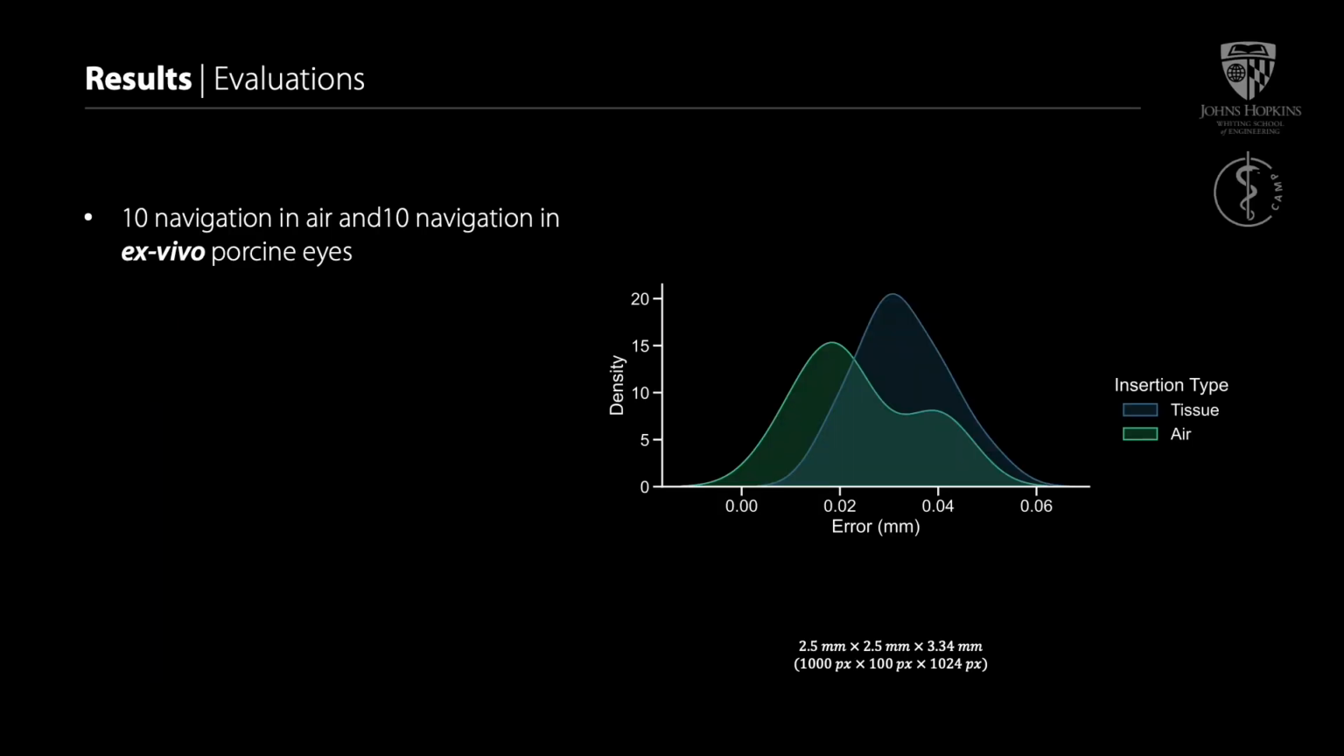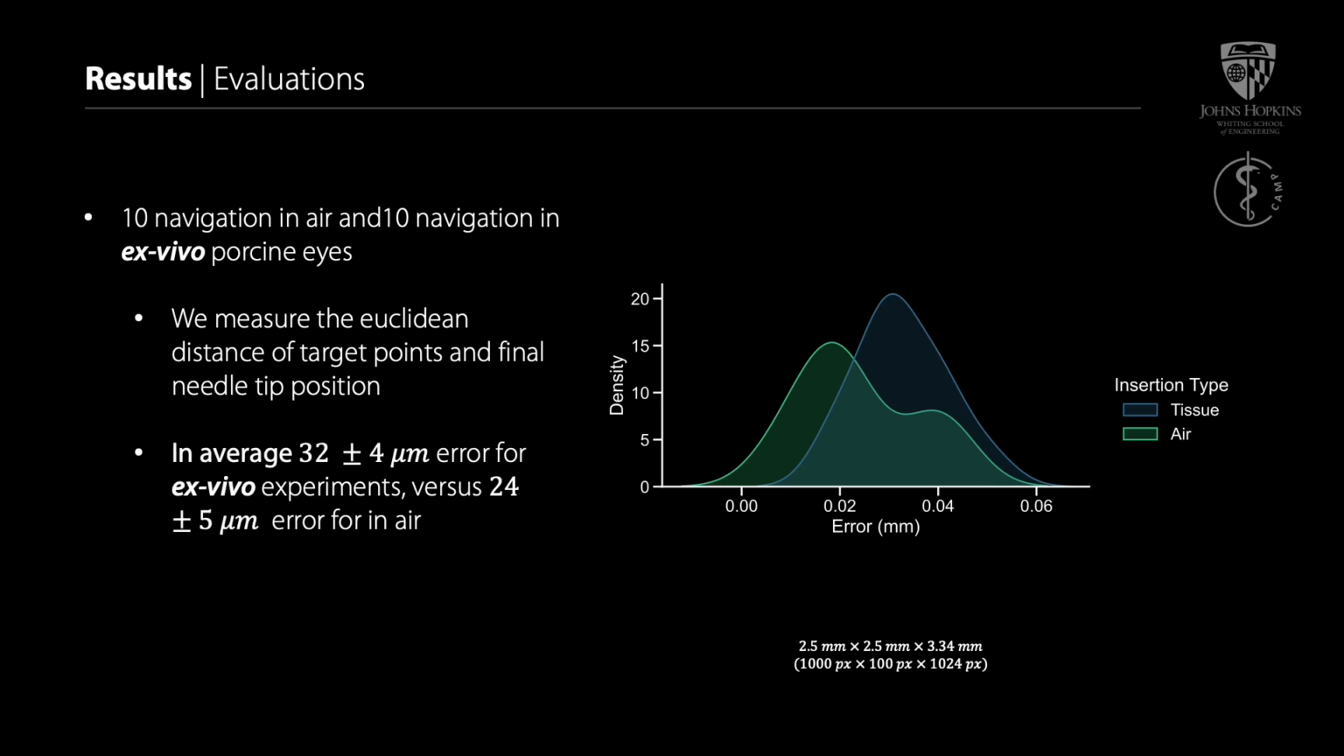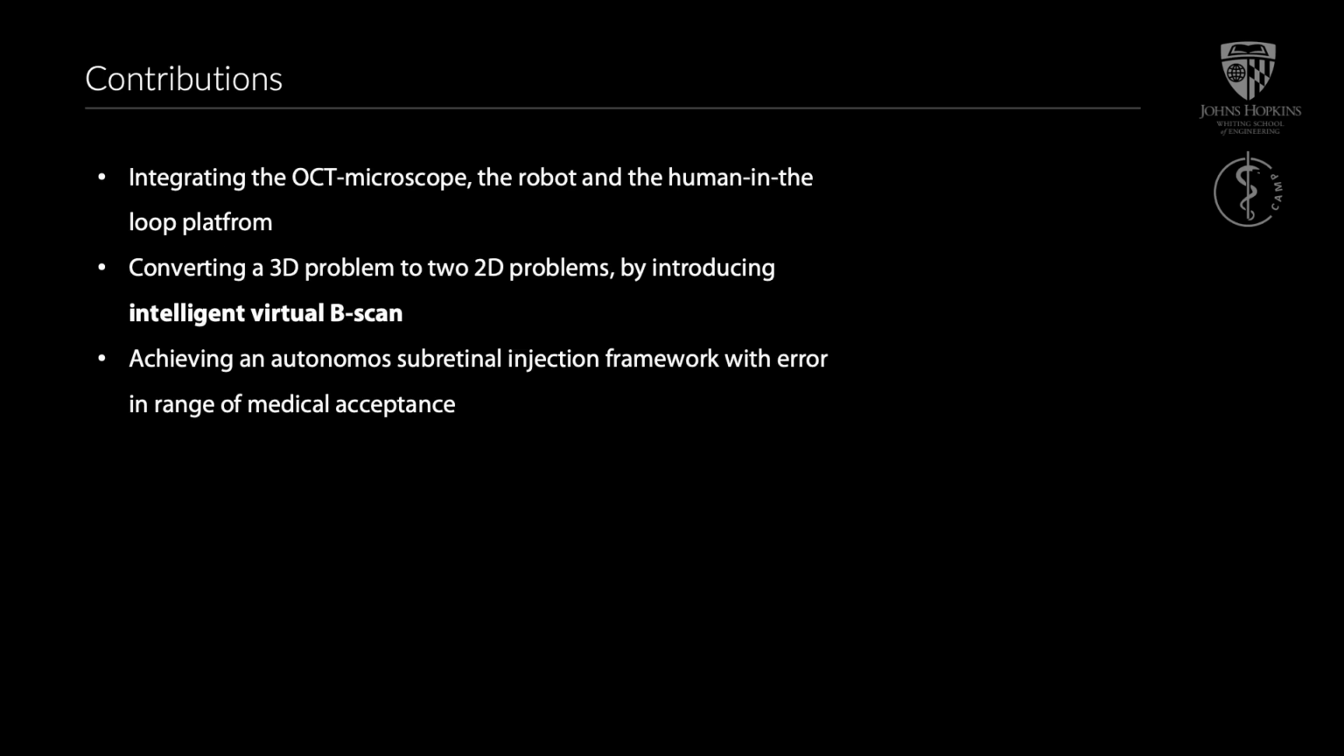To evaluate our system, we conducted 10 experiments on ex vivo porcine eyes in open sky conditions and 10 experiments without any medium. In both cases, our system achieved acceptable performance, although we did observe higher errors in the animal experiments, as expected. To conclude, we showed a system and a workflow which performs OCT-guided subretinal injections by introducing the concept of intelligent virtual B-scans, which reduces a 3D segmentation problem to two 2D segmentation tasks.